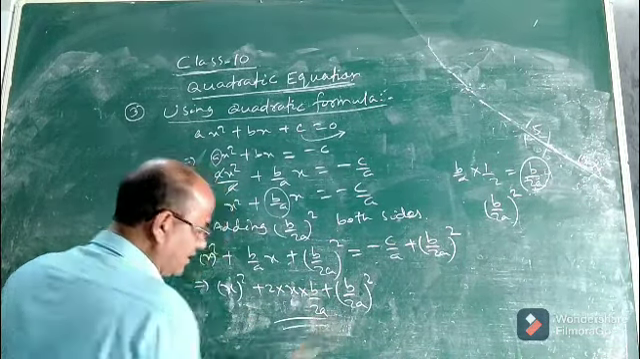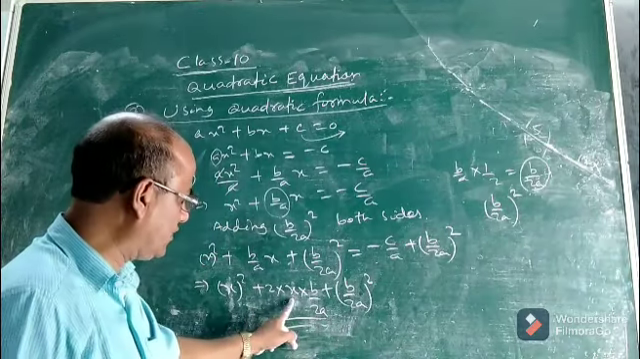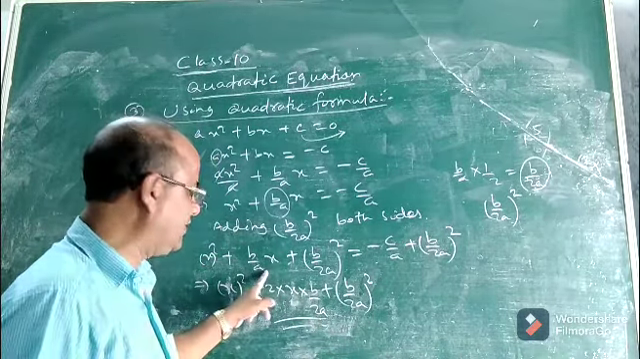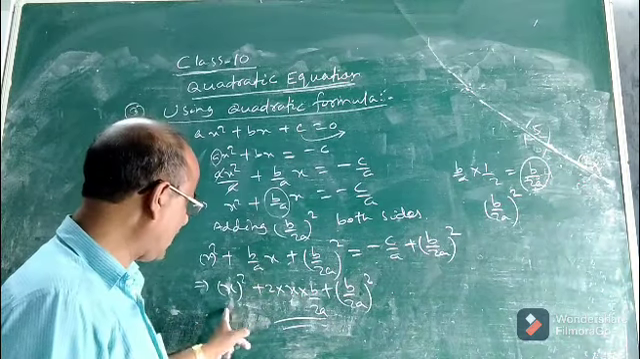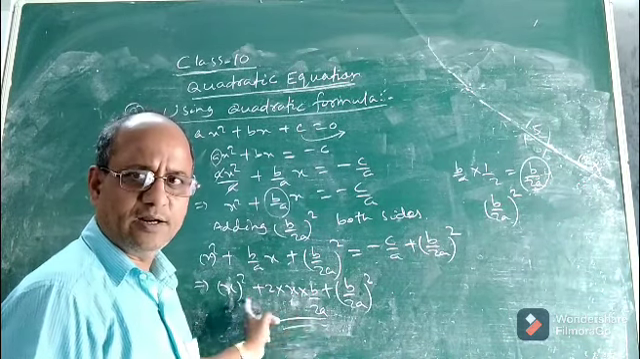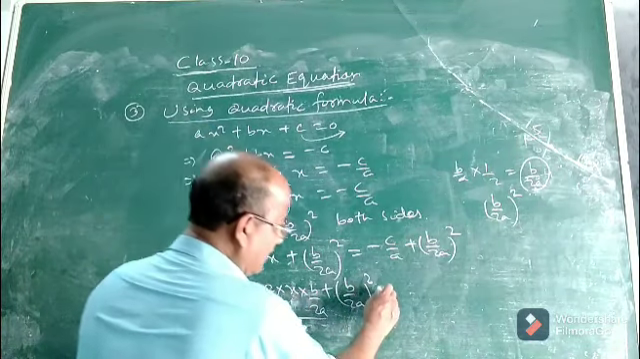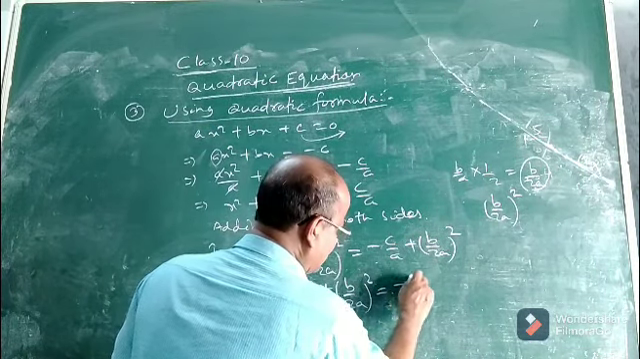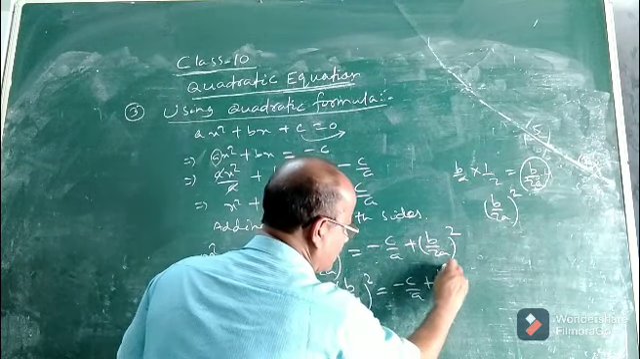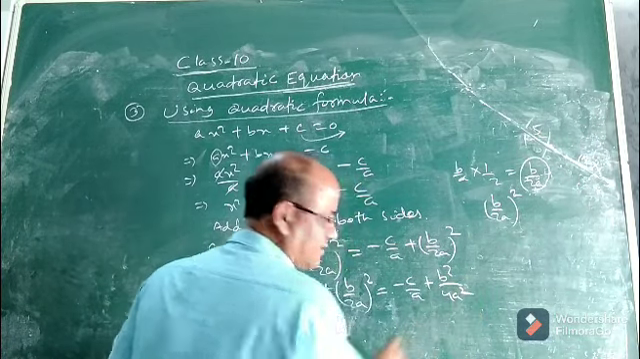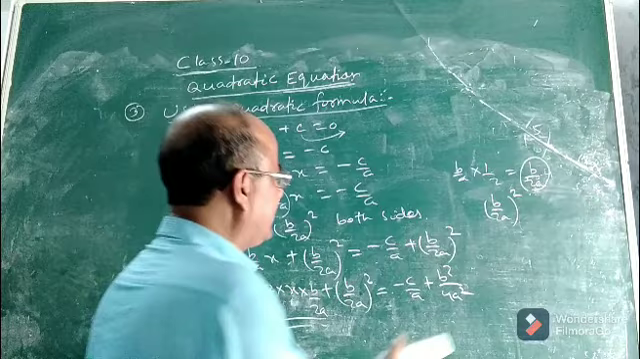Now see children, if you multiply these three terms, 2 into x into b by 2a, clearly you will get b by a x. So now this expression is in which form? It is in the form of a square plus 2ab plus b square. And let the right hand side be the same. This is minus c by a. This will be b square by 4a square, on simplification.